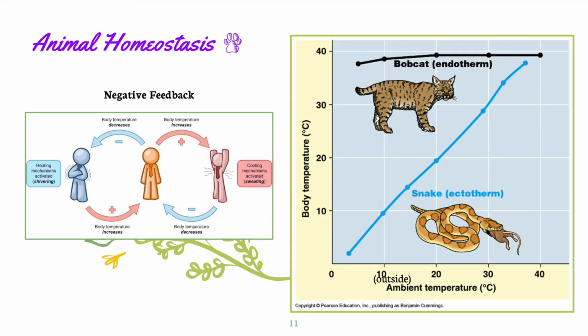Additionally, animals have a system called negative feedback, which allows them to keep their body temperature and other processes close to or at a certain level, called the set point. For example, if body temperature is above the set point, the animal will try to bring it down, and if the body temperature is below the set point, it will try to bring it up.